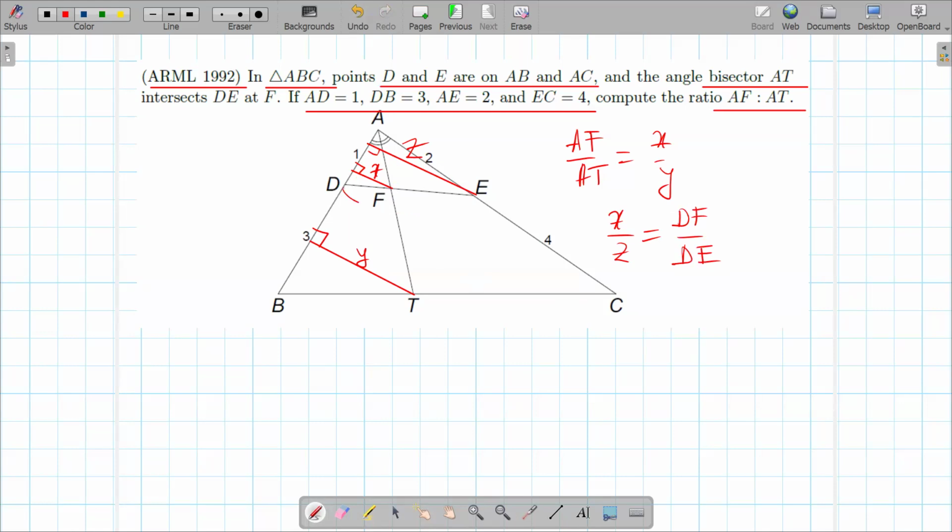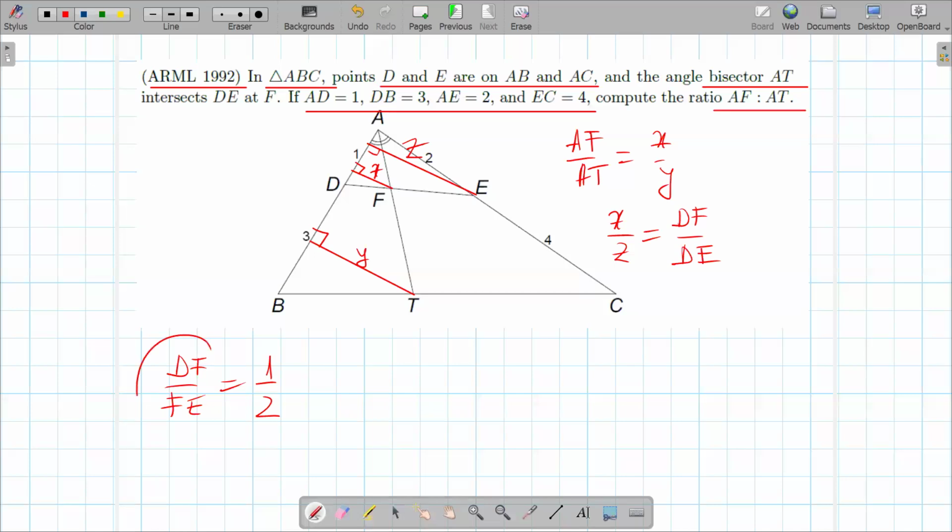Well, do we actually know DF over DE? Well, actually, now we can use the fact that AF, so AF here, is the angle bisector in triangle ADF. So if we use the bisector theorem, we can say DF over FE. So let me write here DF over FE. That's going to be equal to 1 over 2, no? So it's 1 over 2.